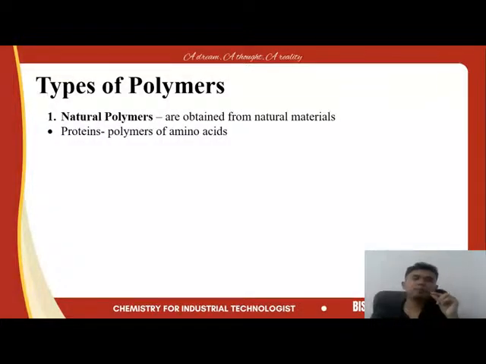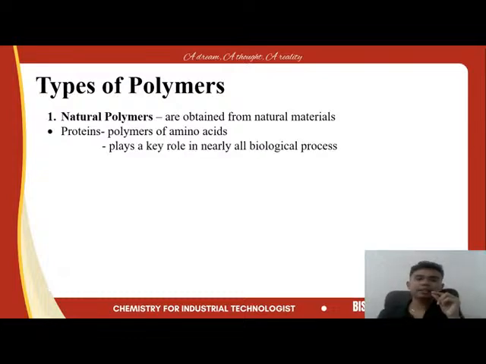The polymers of amino acids. So the protein is the polymer of amino acids, which means that the monomer of protein is called the amino acid. It plays a key role in nearly all biological processes. It's basically used as the building block of our muscle and for us to have energy, because proteins can be a substitute for our energy if the carbohydrates are gone.